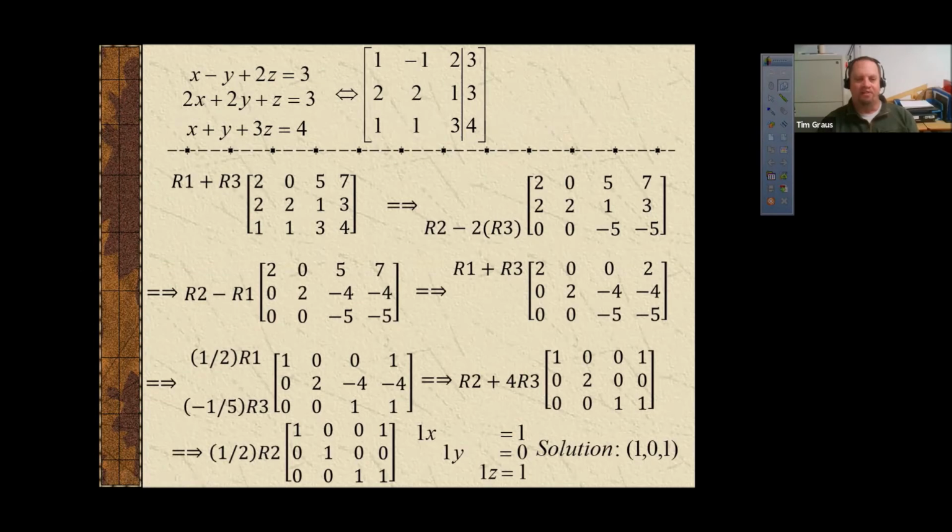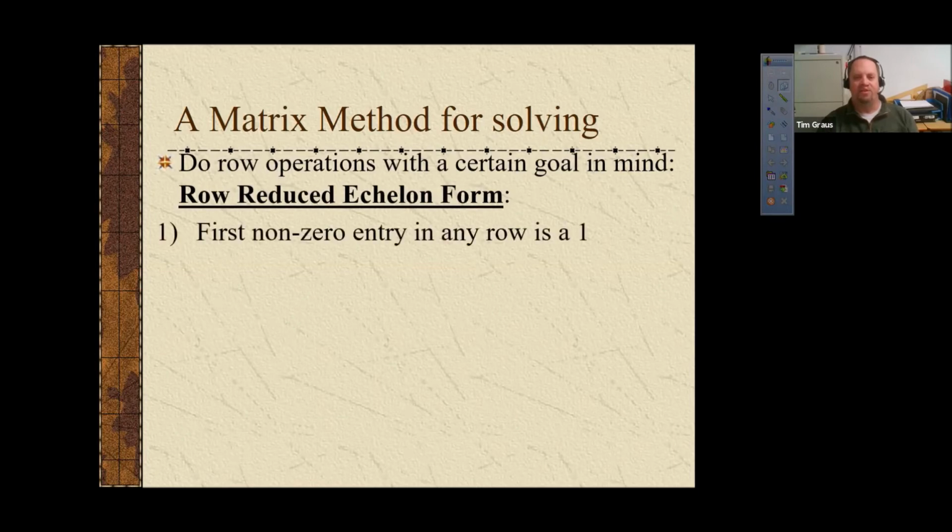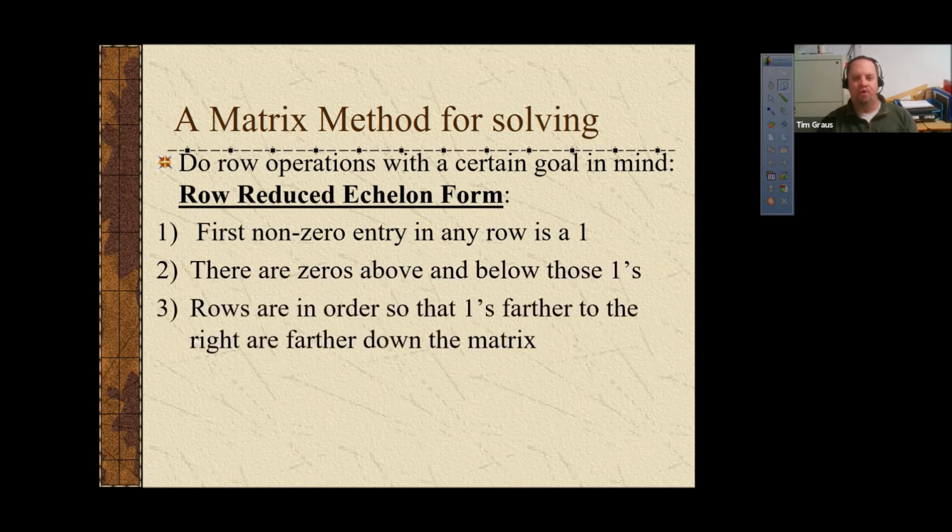Now, what exactly is row reduced echelon form? Well, here's how it's defined. The first non-zero entry in any row is a 1. There are zeros above and below those ones, and rows are in order so that ones farther to the right are farther down the matrix. Essentially, what we're looking for is a stair-step pattern of 1s and 0s.